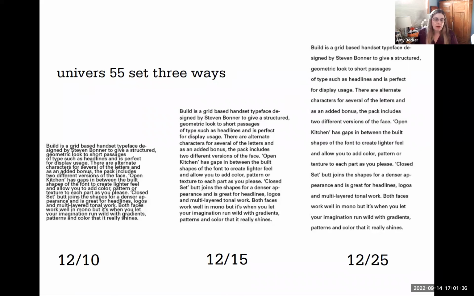So here's an example of the same type size, Universe 55, and it's set 3 ways. So it's 12-point type, which is the left number down here. And then you see a slash. It looks like a division equation. And then 10. 10 is the leading, 12 is the point size. So here we have 12-point type over 10-point leading. Here we have 12-point type over 15-point leading. And then here on the far right, we have 12-point type over 25-point leading. So go ahead and tell me, which one would you like to read?